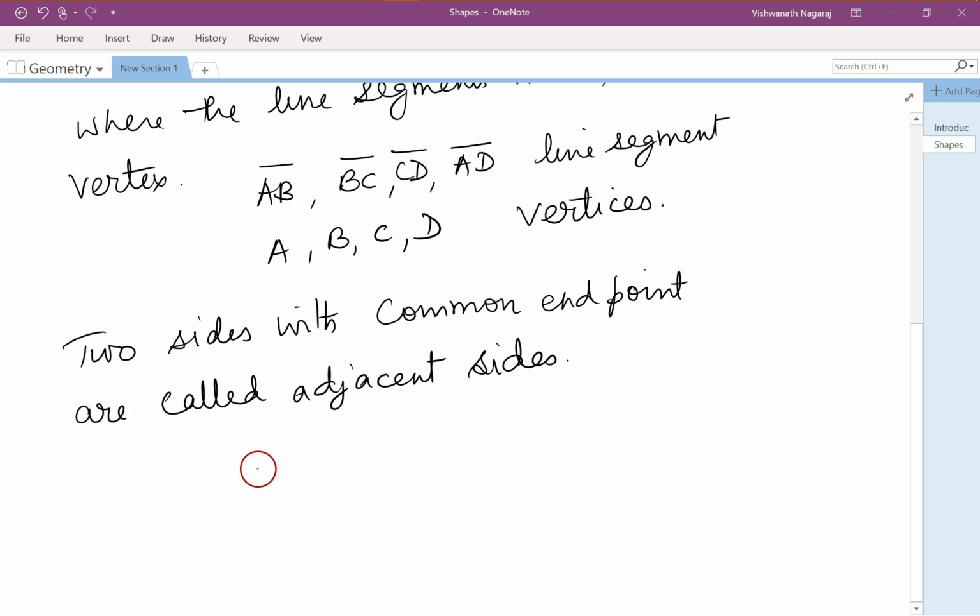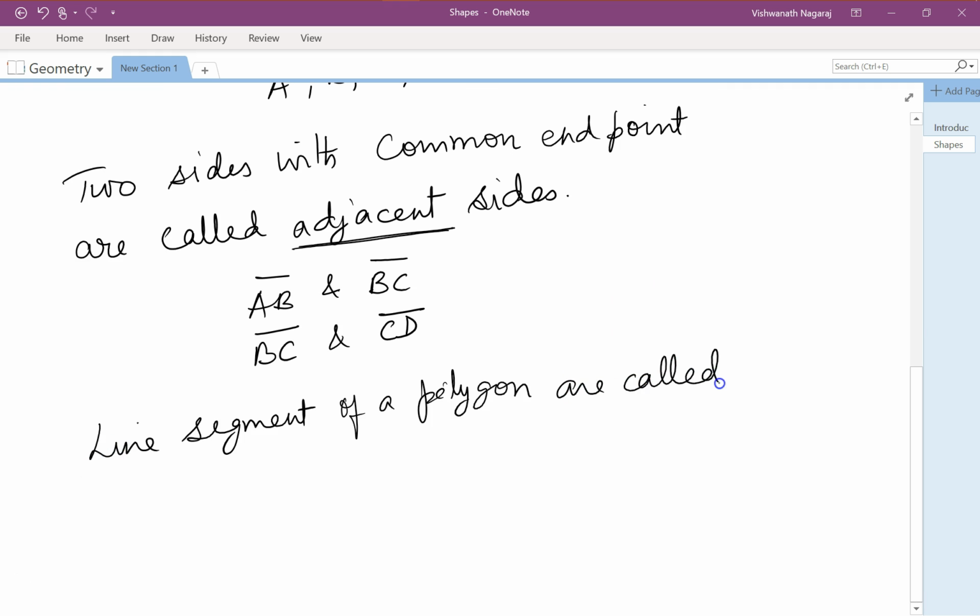Two sides with a common endpoint are called adjacent sides. So here AB and BC. So here itself you can make out because B is common to both. So B is the endpoint. So these are adjacent sides. Similarly, BC and CD. So adjacent sides, vertices, and the line segments themselves are called sides.